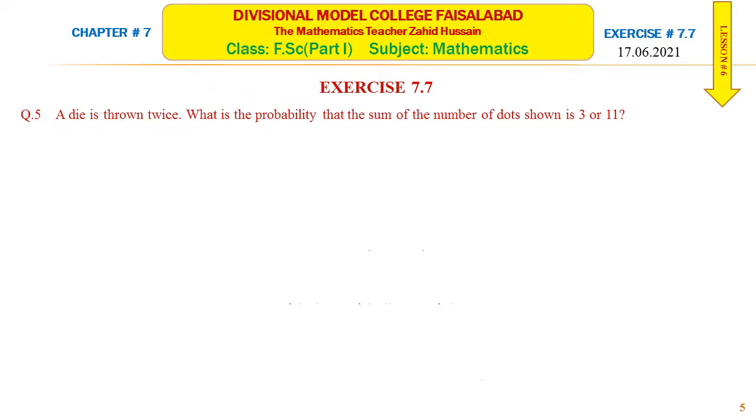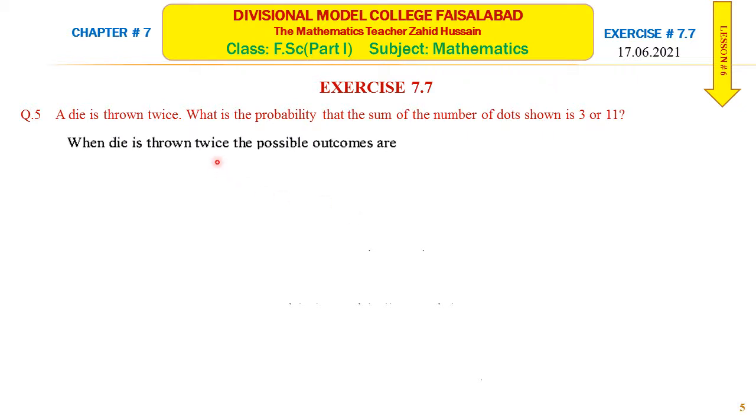A die is thrown twice. What is the probability that the sum of the number of dots shown is 3 or 11? When you throw a die once, there may be 1 on the top, and if you throw the die a second time, there may be any number from 1 to 6. So we will write the sample space like this.